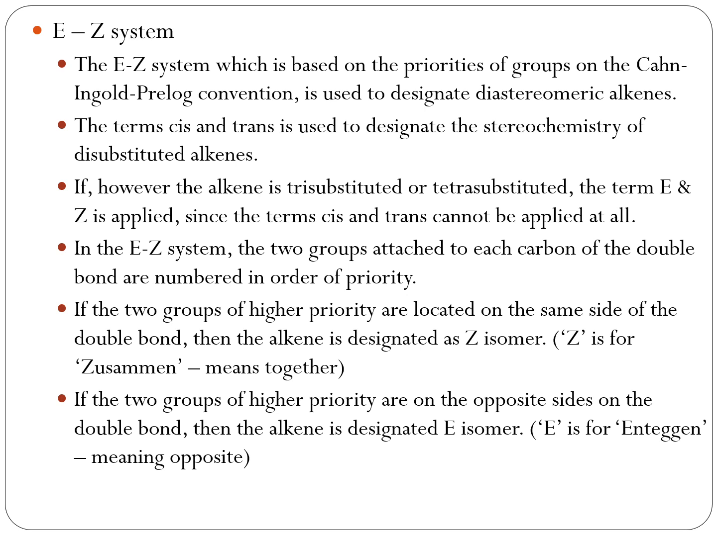So in the EZ system, the two groups attached to each carbon of the double bond are numbered in order of priority. Priority is based on the atomic number. If the two groups of higher priority are located on the same side of the double bond, it is known as Z isomer. Z means zusammen, meaning together. If the two groups of higher priority are on the opposite side of the double bond, then the alkene is designated as E isomer. E means entgegen, meaning opposite.